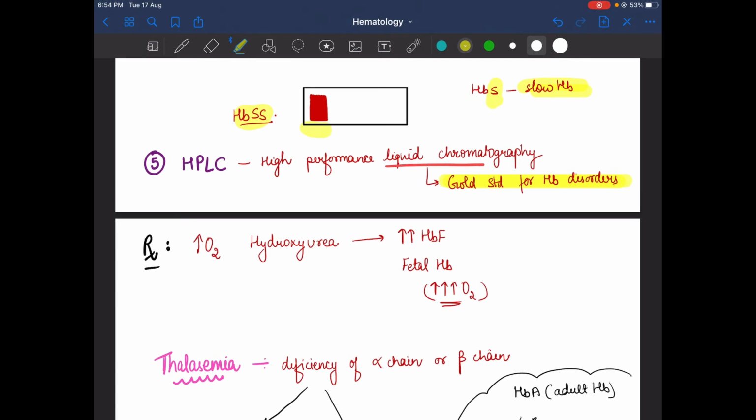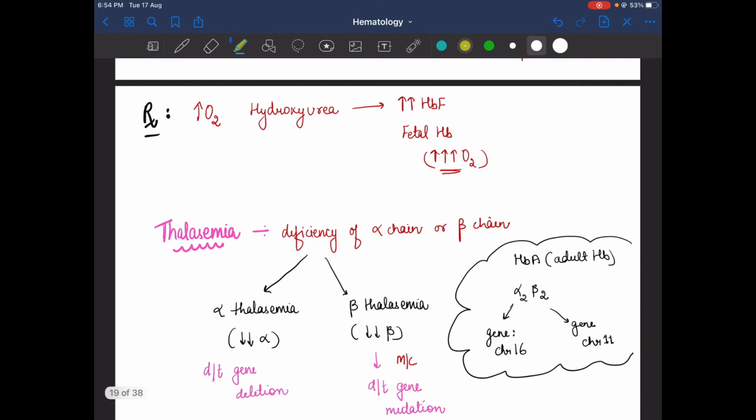Now, what is the treatment we do for sickle cell anemia? For the treatment, we have to increase the oxygen level, because in sickled hemoglobin there is decreased oxygen level. So how can we increase the oxygen? By giving hydroxyurea, which increases fetal hemoglobin, and as we all know, fetal hemoglobin carries more oxygen. Now this is the treatment of sickle cell anemia.